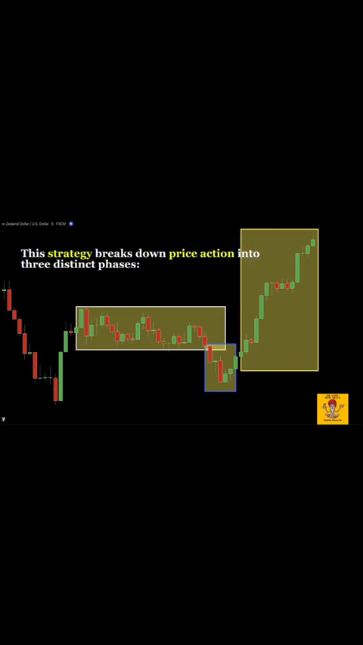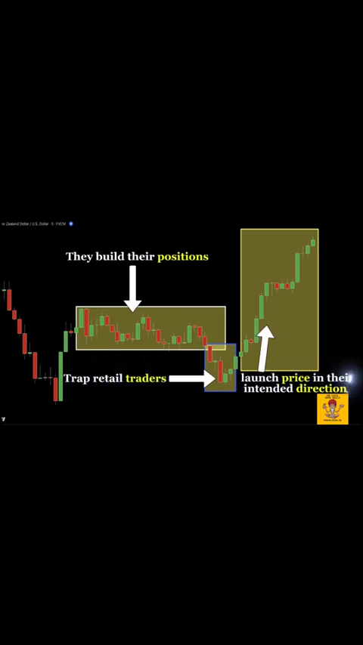Let's kick things off with the first strategy, and it's a big one. It's called the power of 3, and it's one of the most effective smart money concepts out there. This strategy breaks down price action into 3 distinct phases: accumulation, manipulation, and expansion. It's a blueprint for how institutional traders operate. They build their positions, trap retail traders, and then launch price in their intended direction. Understanding these phases helps you avoid fakeouts and trade in sync with the smart money, not against it.